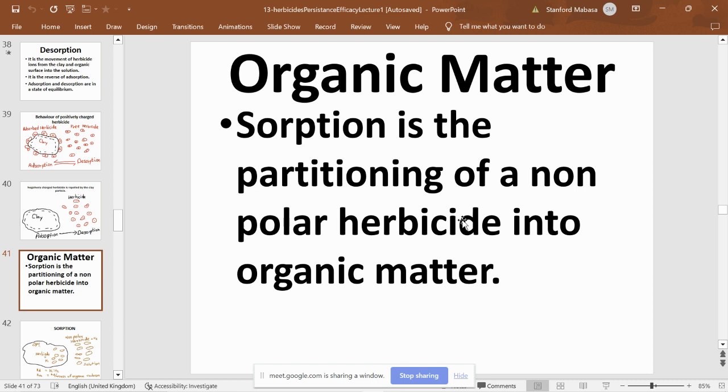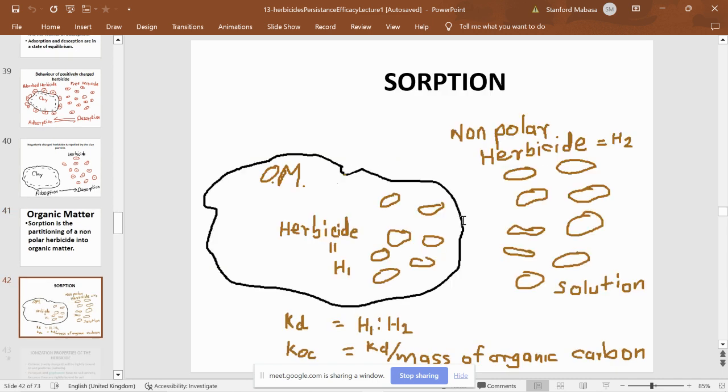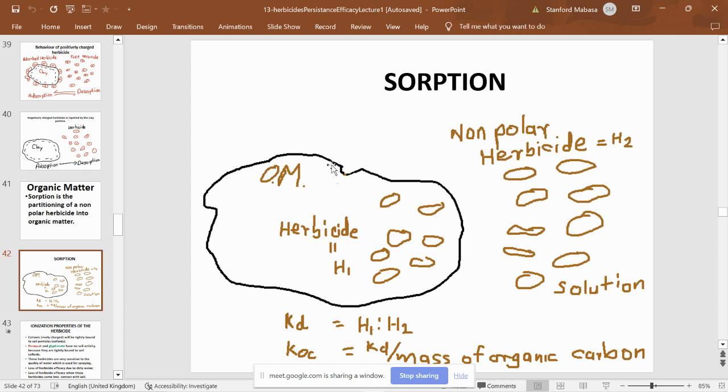Then organic matter. Now, with organic matter, there's the process known as sorption, because the whole herbicide will actually penetrate the organic matter. And sorption is known as partitioning of a non-polar herbicide into organic matter. So the herbicide should not carry some charges. It is just taken in by the organic matter. So here's an example where we have organic matter and we have got the herbicide in solution which has to penetrate the organic matter.